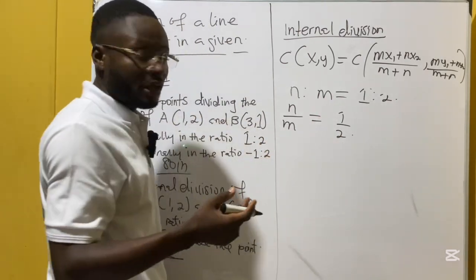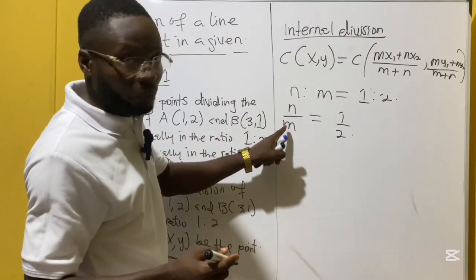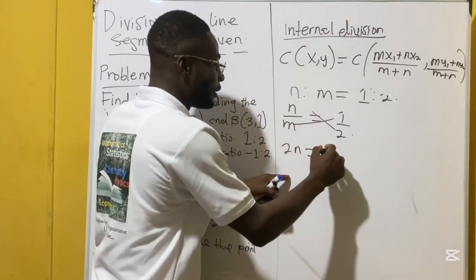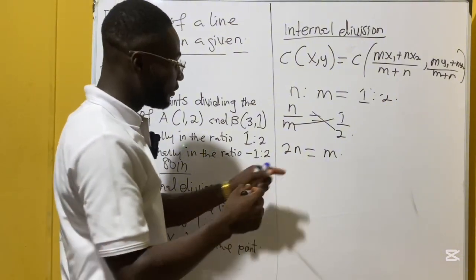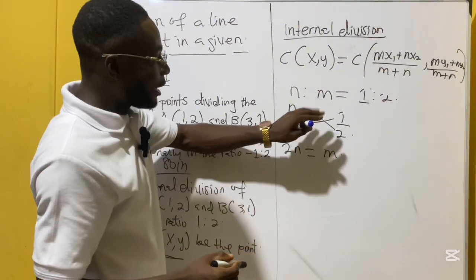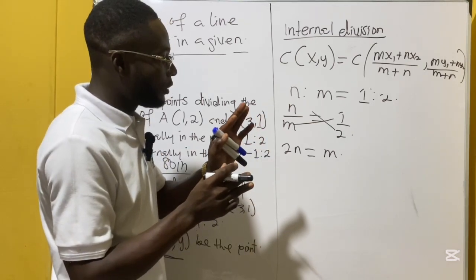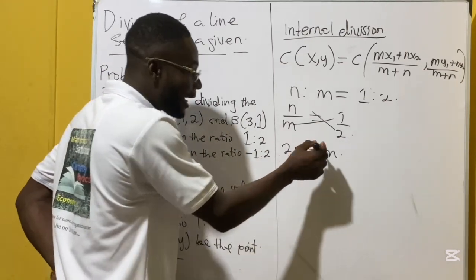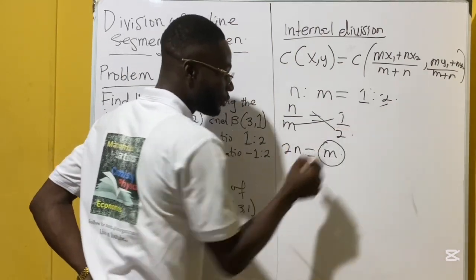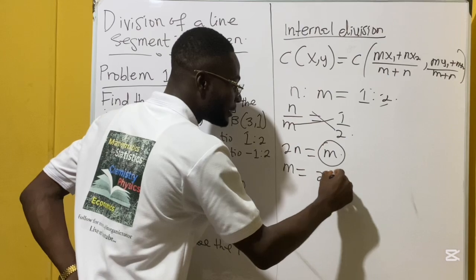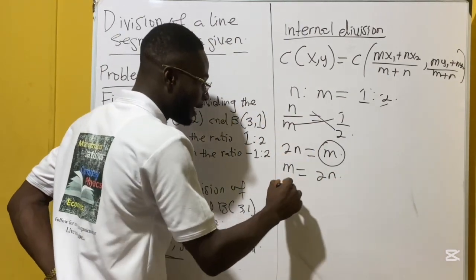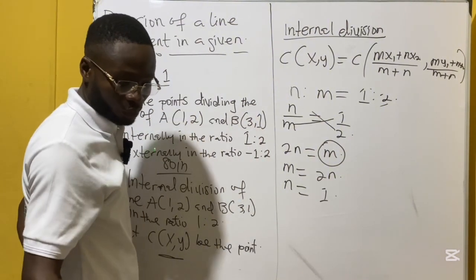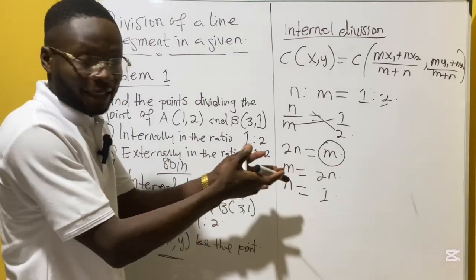So basically, if you want to know how we do it, this is to this and this is to that, right? So we have 2n equals m, right? So if you want to know how the process goes, then this is how you do it. So this is basically telling you that the value of m is 2, right? Because m is equal to 2 times n, right? And so n is equal to 1, right? So that is basically the understanding of the ratio.